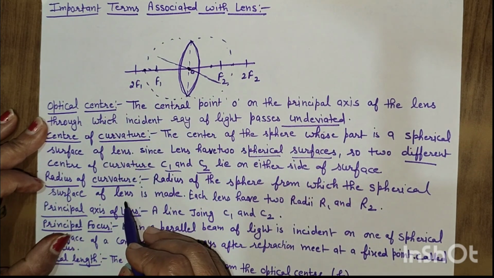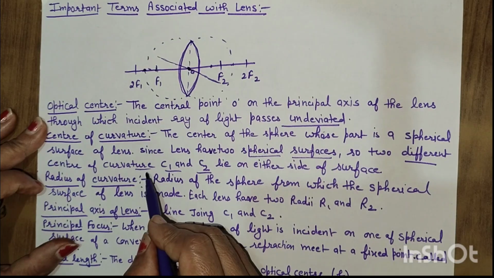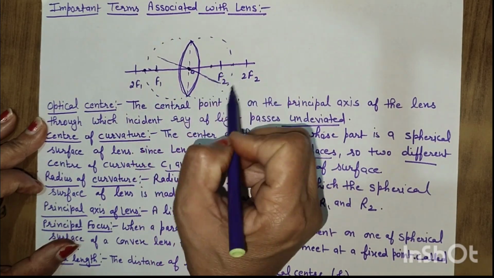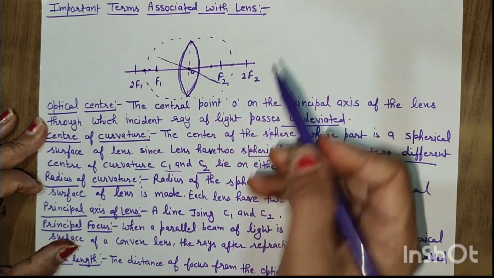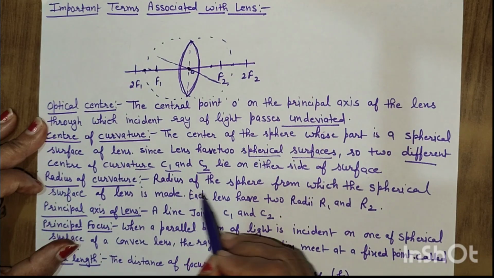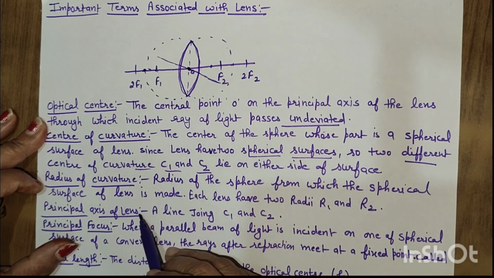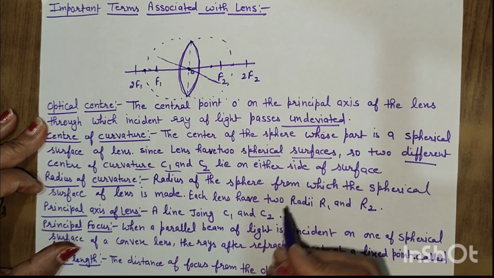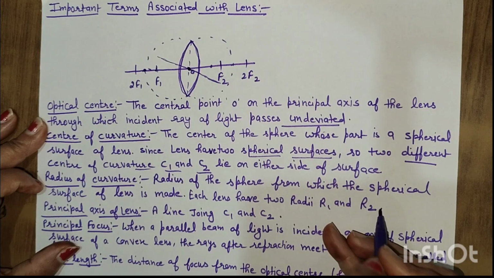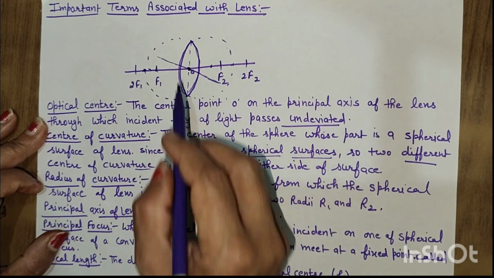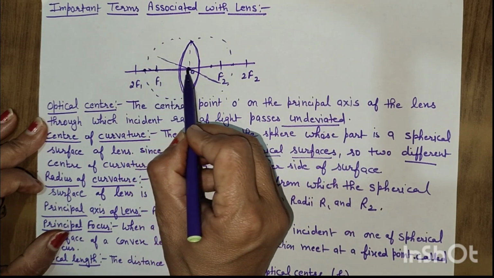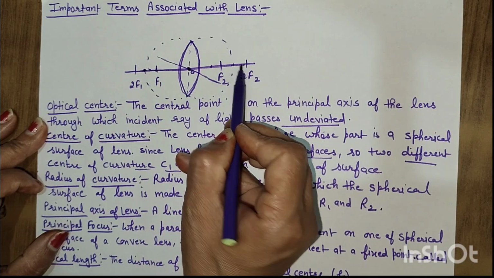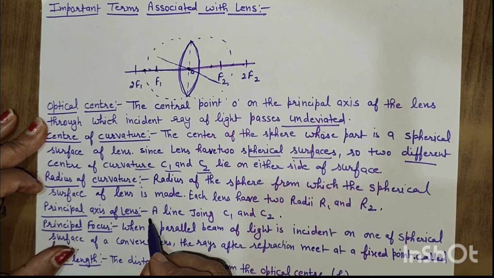Now the radius of curvature. Similar to the center of curvature, here are two spheres, and here are also two radii, R1 and R2. The radius of the sphere from which the spherical surface of the lens is made, and each lens has two radii, R1 and R2. And when we join C1 with C2, this is called the principal axis.